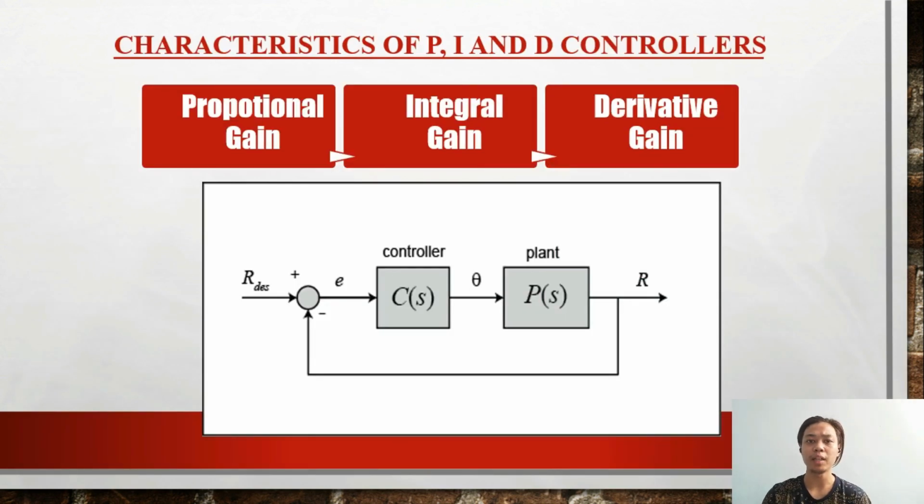Next, I will explain the characteristics of the PID controller. Number one is proportional gain, which lowers the rise time. Next, integral gain, which eliminates the steady-state error, while derivative gain improves the system stability, reduces overshoot, and improves transient response. The figure in the slide shows how the PID controller works in a closed loop system.